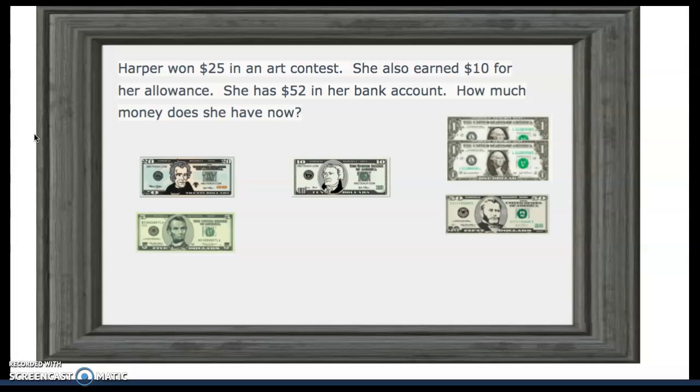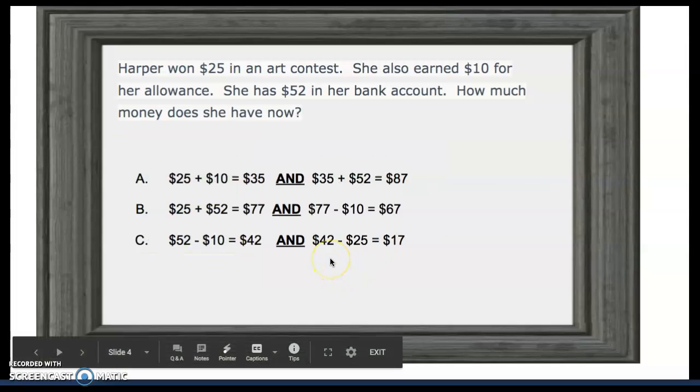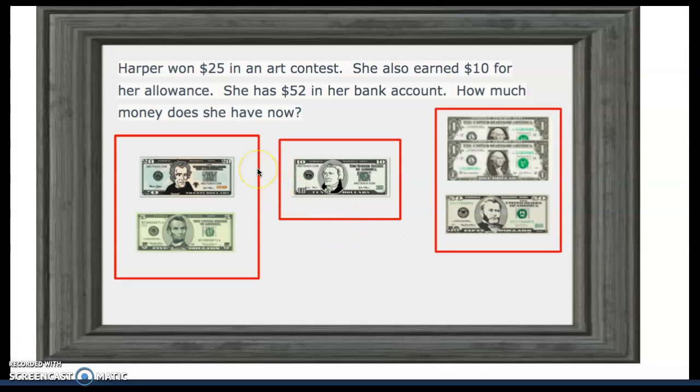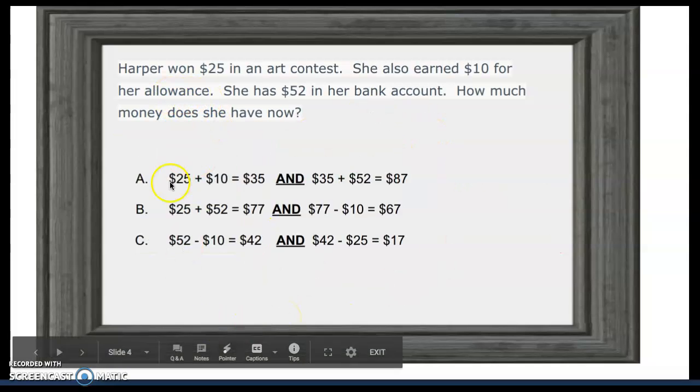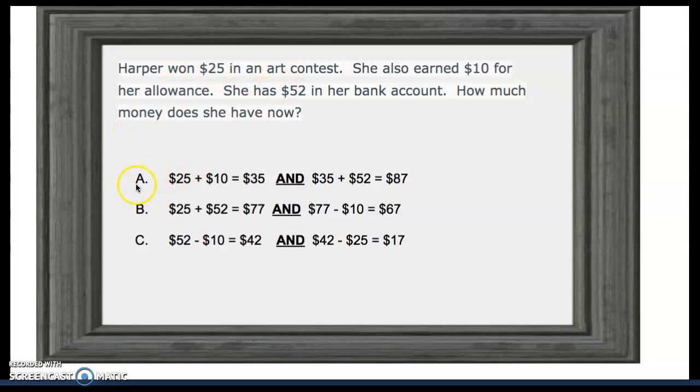So if we draw a picture and we have the amounts of money, here I show the money, $25, and here's $10, and here's $52. So I'm going to think to myself, if I have all three of these amounts and they want to know how much money she has now, I'm going to add all three of them. So when I ask myself which number sentence makes sense, I'm going to look at A, 25 plus 10 equals 35, and 35 plus 52 equals 87. That would be adding all three of the numbers.